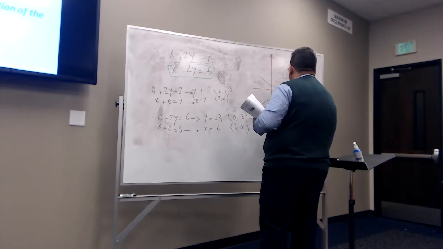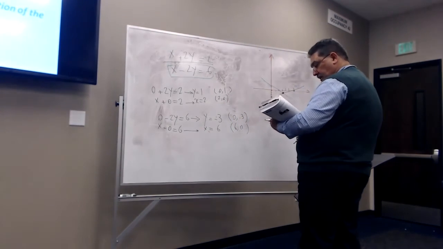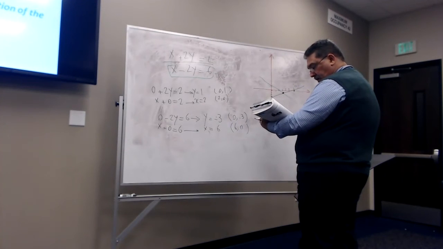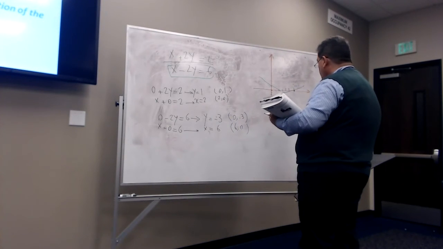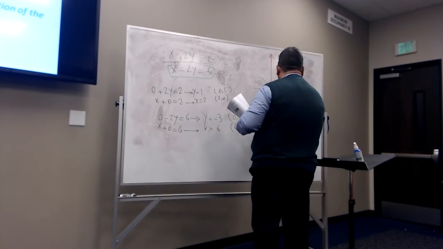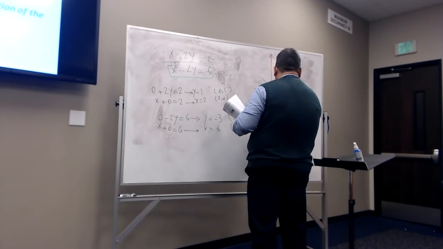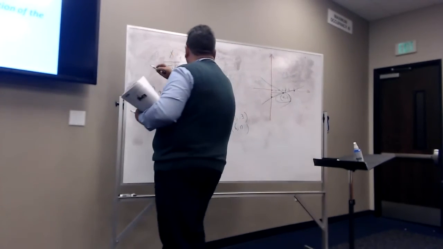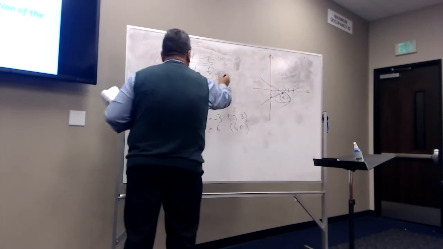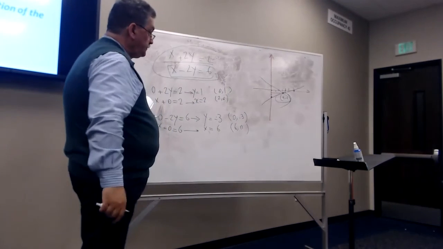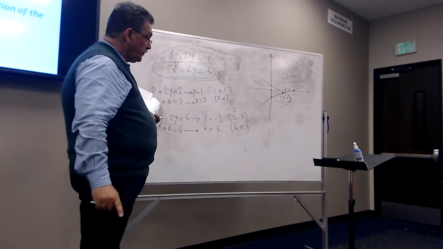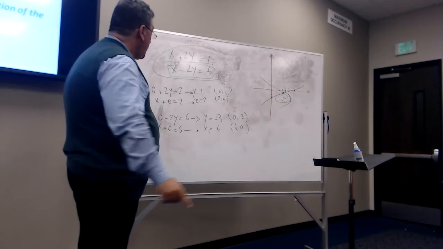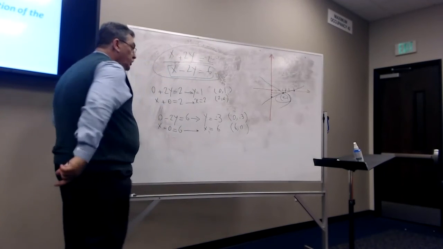Where they cross is the solution, which would be 4 and minus 1. I'm sorry, it would be 4 and minus 1. That's the solution for this system of equations. For x equal to 4 and y equal to minus 1, both of these equations will be satisfied.